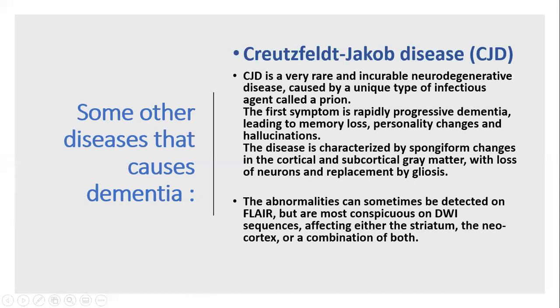Creutzfeldt-Jakob disease is a very rare and incurable neurodegenerative disease caused by a unique type of infectious agent called a prion. The first symptom is rapidly progressive dementia, leading to memory loss, personality change, and hallucination. The disease is characterized by spongiform changes in the cortical and subcortical gray matter with loss of neurons and replacement by gliosis. The abnormalities can sometimes be detected on FLAIR, but are most conspicuous on DWI sequences, affecting either the striatum, the neocortex, or a combination of both.